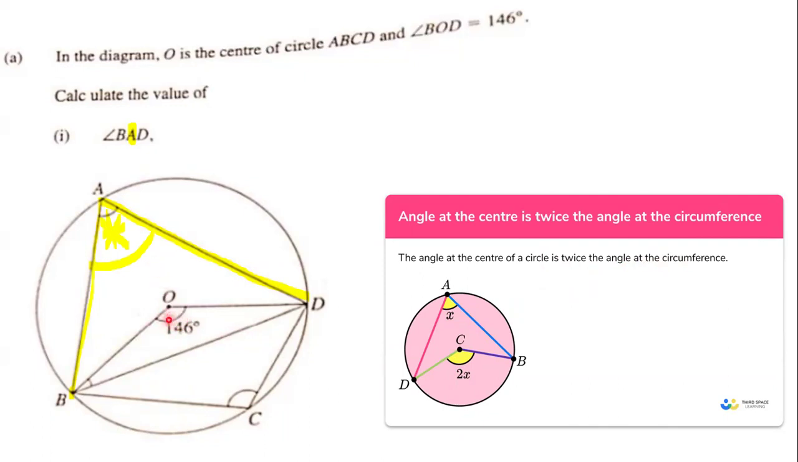And we know that this is twice the angle at the circumference. And so in order for us to figure out the angle at the circumference, we have to divide. So we have 146 degrees divided by 2, and that gives us 73 degrees. And so that means that this is 73 degrees. And that makes sense because 73 multiplied by 2 gives us 146. And so the angle at the circumference is 73 degrees, and that's the answer to this question.